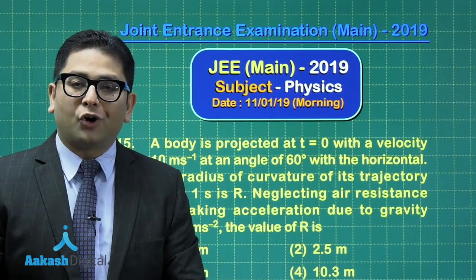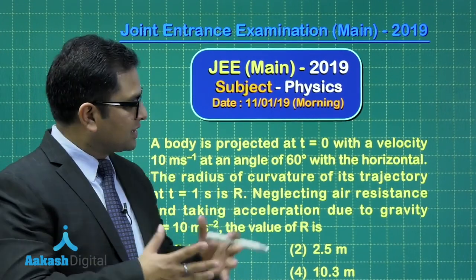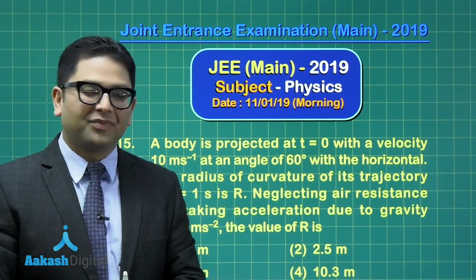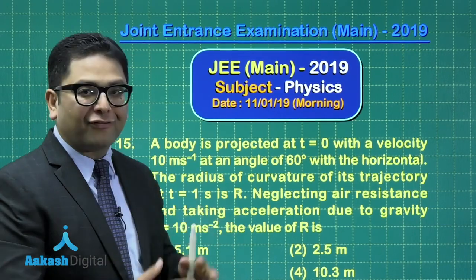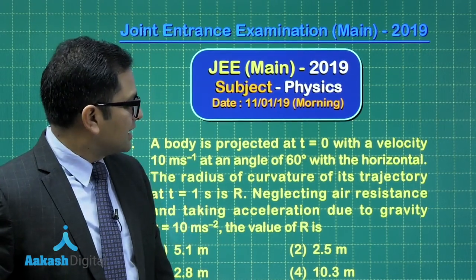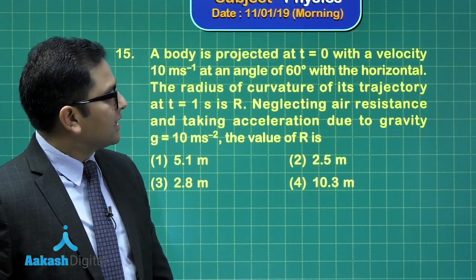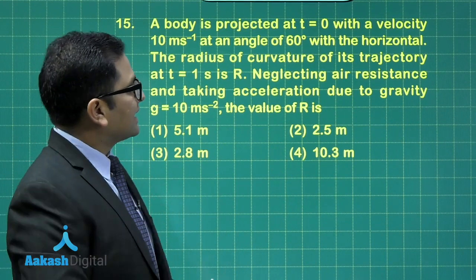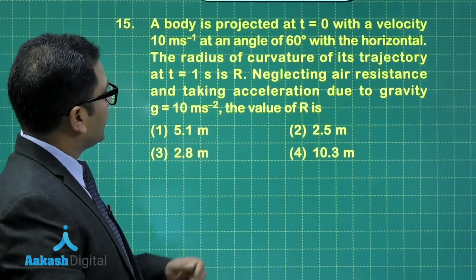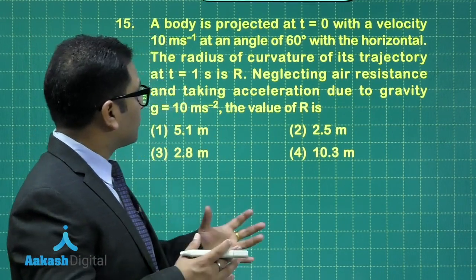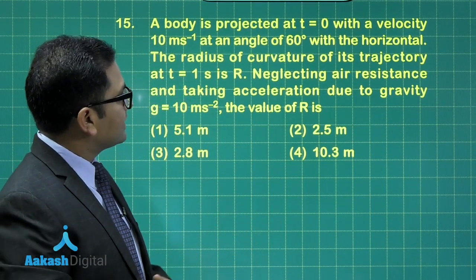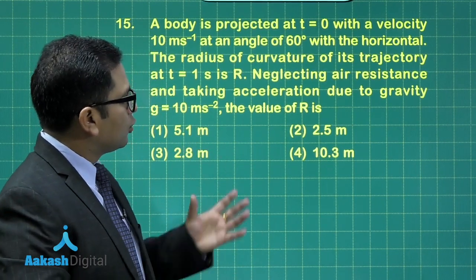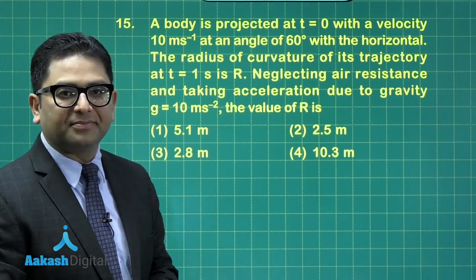Question number 15 from kinematics, and you would see the question is related to radius of curvature in projectile motion. So let's see, and this requires a bit of calculation. Okay, so here it says a body is projected at t equals 0 with a velocity of 10 meter per second at an angle of 60 degrees with the horizontal, and the radius of curvature at 1 second is r. Neglecting air resistance, taking acceleration due to gravity g as this much, we need to calculate the value of the radius of curvature. Fine.